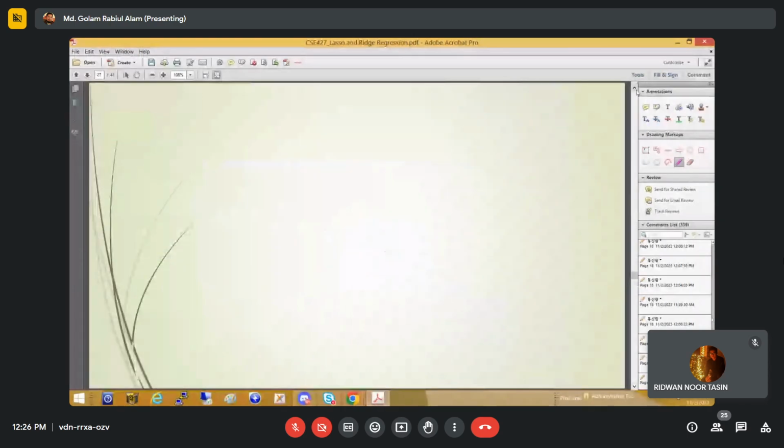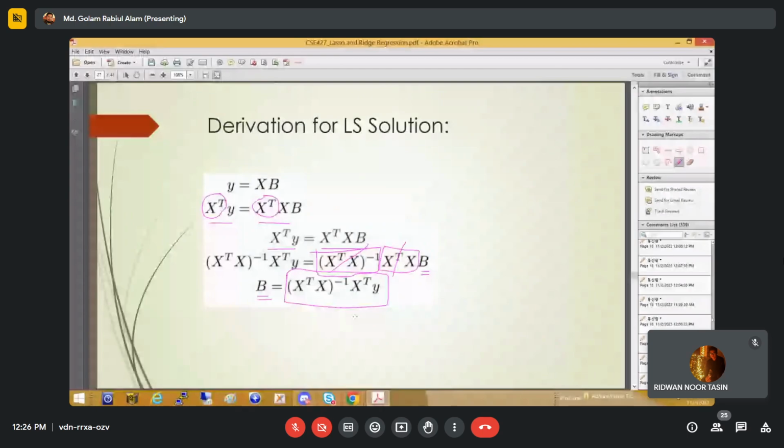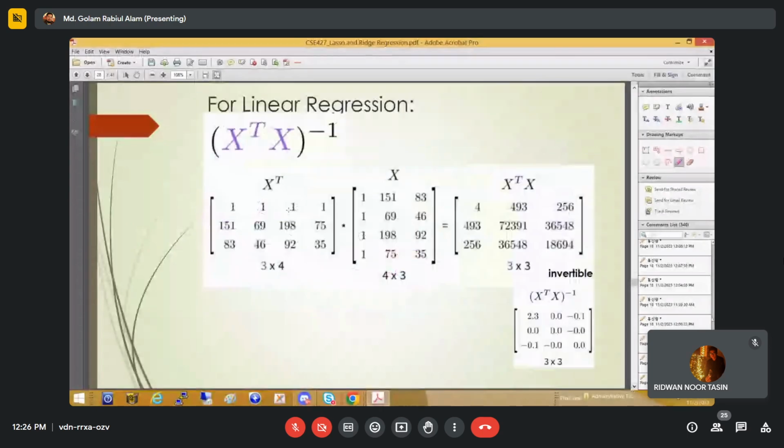Okay, so in this case, if we apply this equation, this is x, and we have the x transpose. So x transpose x, we have to multiply these two, then we will get this, that is x transpose x. And then if we do the inversion, that means the inverse of this matrix, we will get this. So x transpose x inverse, we will get this matrix.